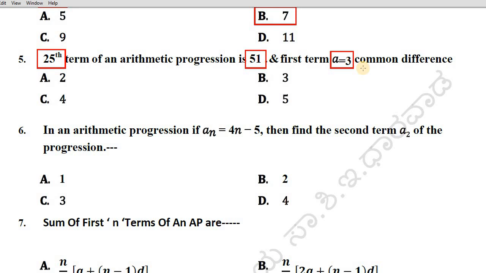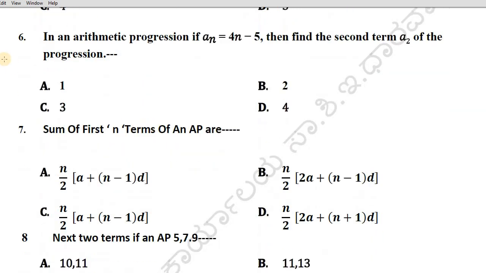And first term they said it here is 3. Means in the place of a you wanted to substitute 3. And simplify, you will get the answer d. So the d will be 2 for this question. Option A is correct for this one.